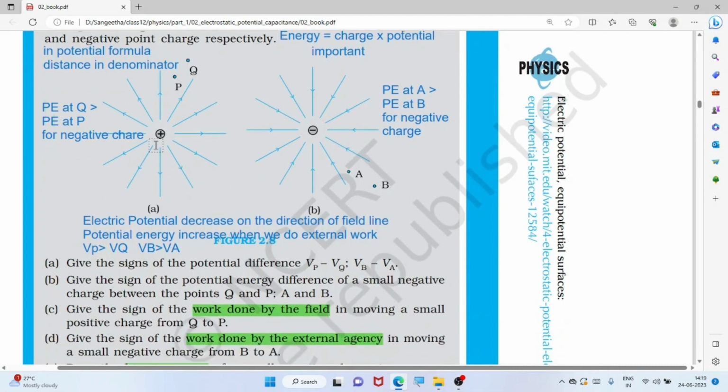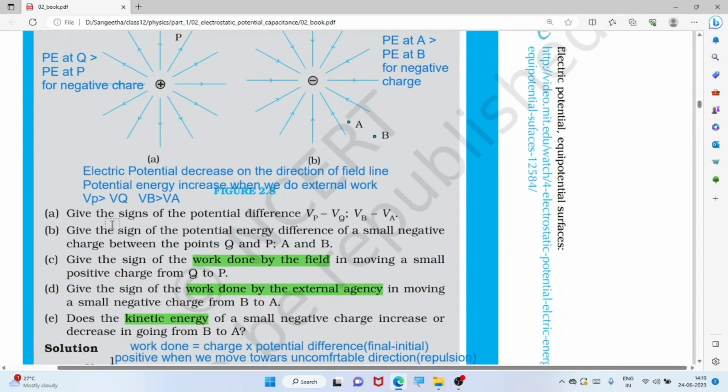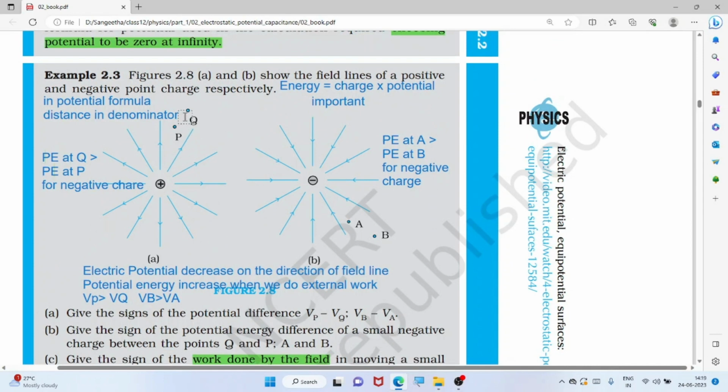Okay, so here you see, the sign of the potential energy difference of a small negative charge. When you have a negative charge between P and Q, the potential energy at Q is greater, because the negative charge will be attracted towards the positive charge. So here the potential energy at Q will be more than the potential energy at P, but the kinetic energy at P will be more than the kinetic energy at Q. Here, this is a negative charge, so it will repel. So here the potential energy at A will be greater than the potential energy at B. Okay, here for the negative charge.